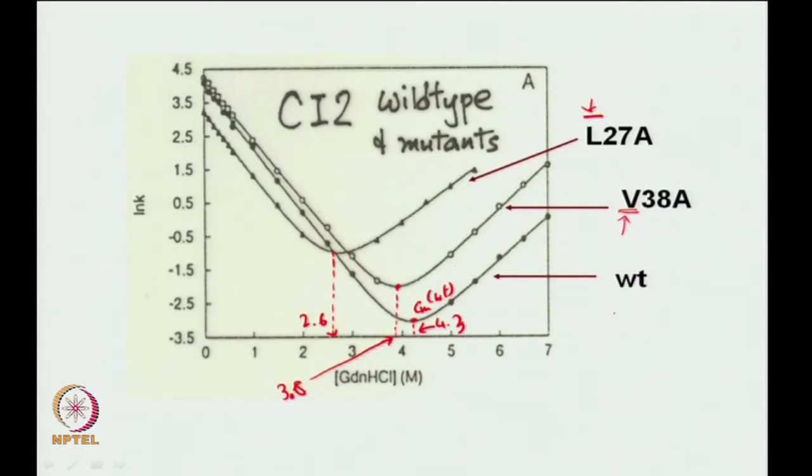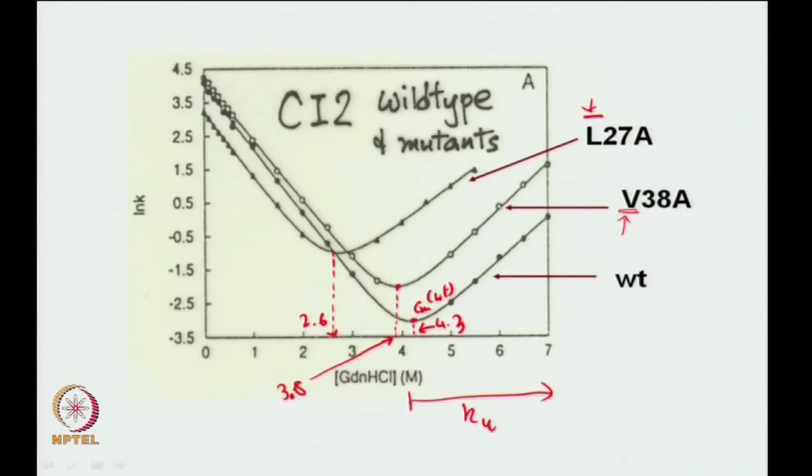If you go back to the slide, you see this portion talks about Ku, isn't it, because this is my unfolding arm. Anything beyond this talks about Ku, right, that means to the right. So, at wild type, look at Ku. When you go to V38A, look at Ku. When you go to L27A, look at Ku. Which has the highest Ku?